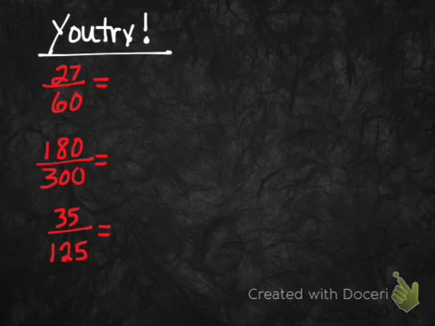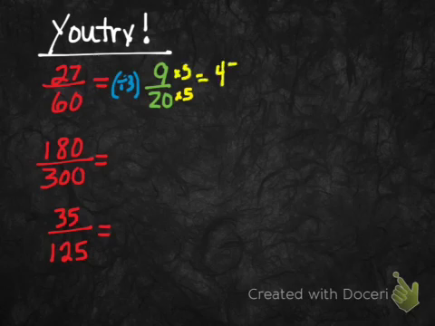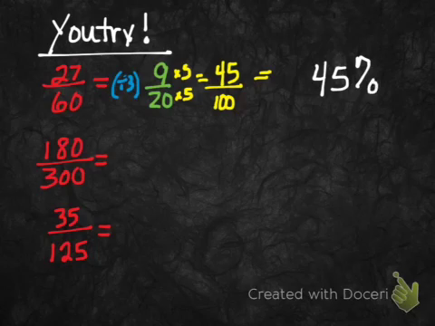All right, how did you do on those? Yep, divide by 3, get down to 9/20ths, and then you're going to times by 5 to get to 100. So 45 hundredths is 45%. Good. If you didn't quite get that, take a look at that again and review it before you move on.